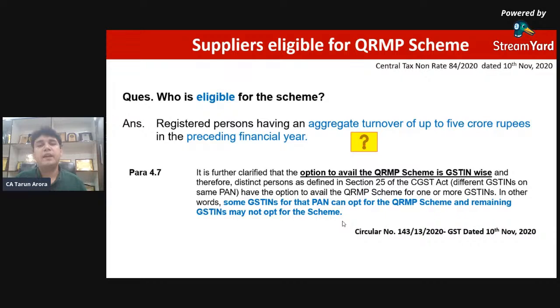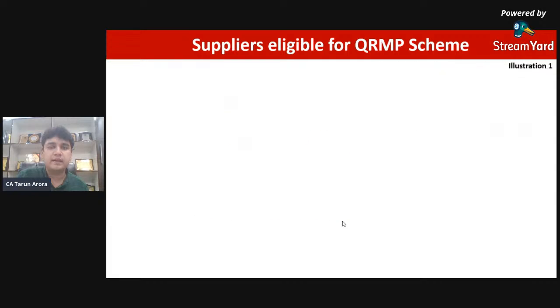So I will suggest wherever there are branches registered for cross-charge purposes, then in all these situations, you can devise a mechanism whereby all those branches will go under QRMP scheme and the main office or the head office will go under the normal scheme. Again, sir, the rider and the main condition has to be satisfied. The aggregate turnover should be less than 5 crore rupees. Otherwise, this scheme is not available to that particular taxpayer.